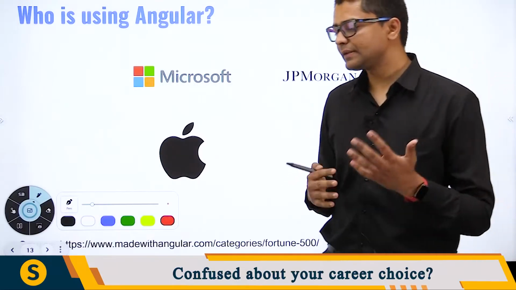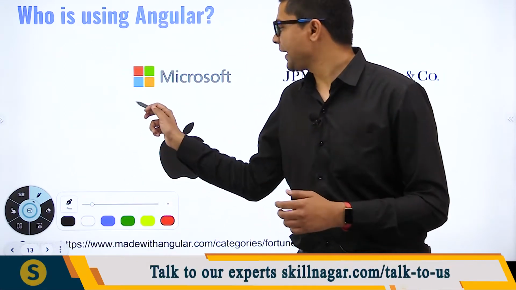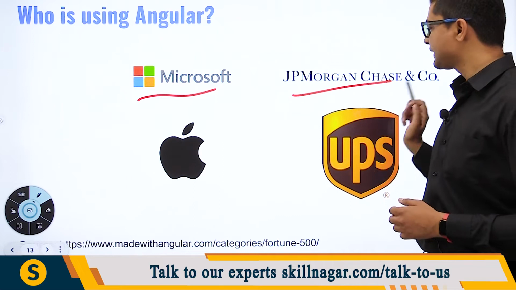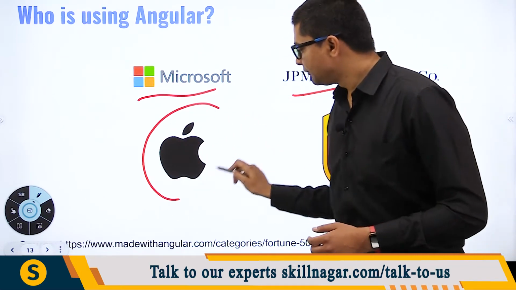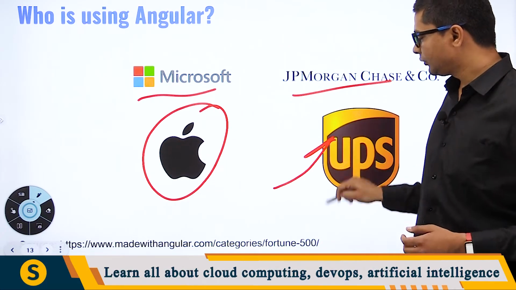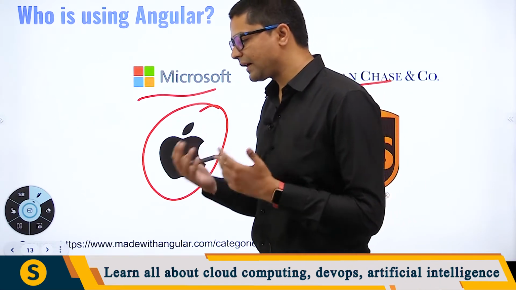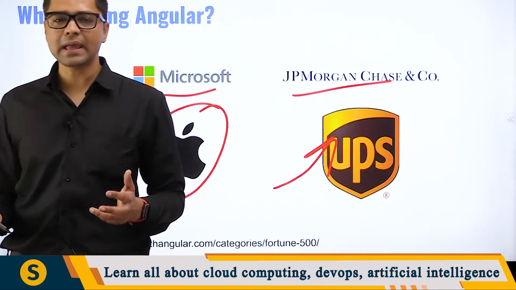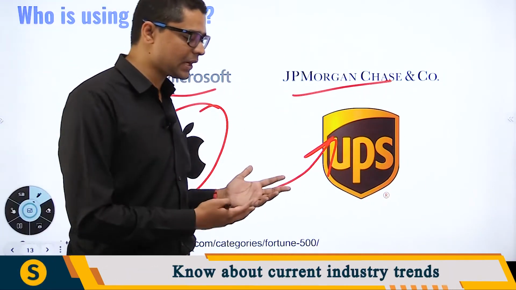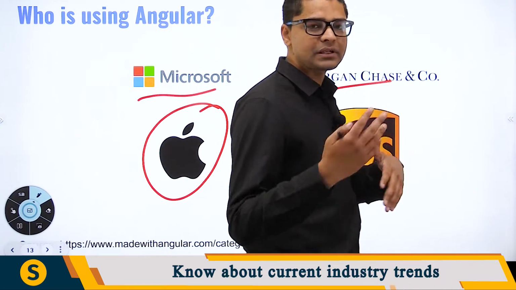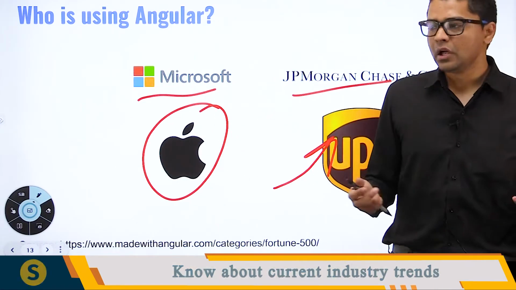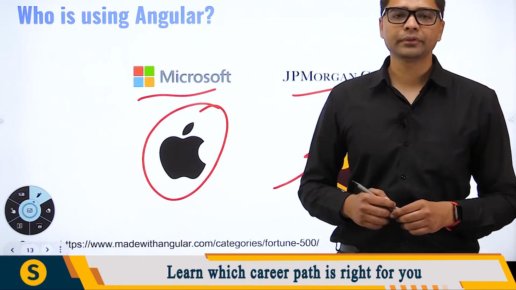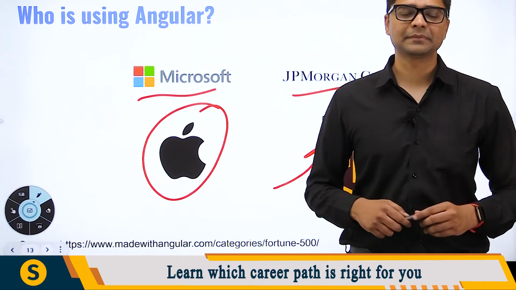Okay, now the question is, which companies are using Angular? Obviously this is a big name. Microsoft is using it, JP Morgan Chase is using it, Apple is using it, UPS is using it. So you can understand this particular platform, or I should say framework, has so many capabilities that these big giants are using it for their projects, for their client projects, or whatever that is. And I've not mentioned Google because this is the company that is maintaining this particular project.